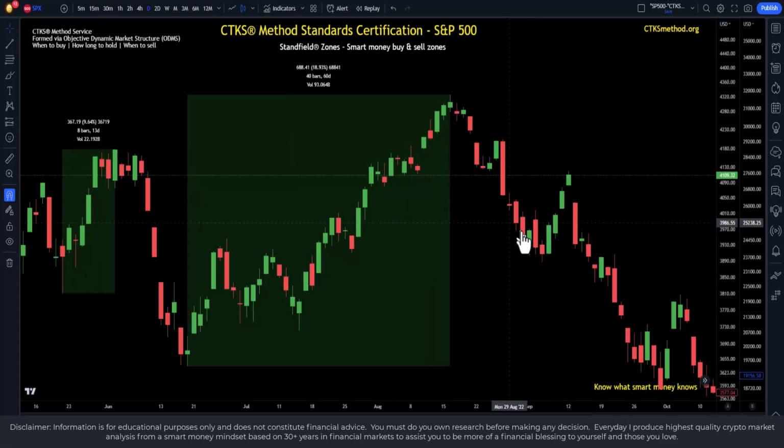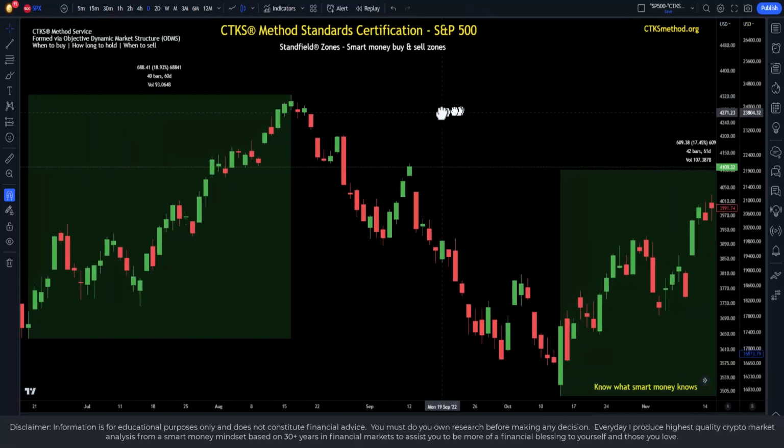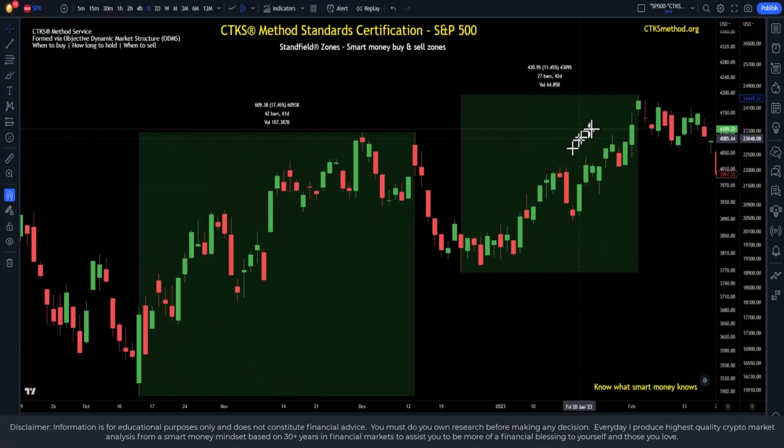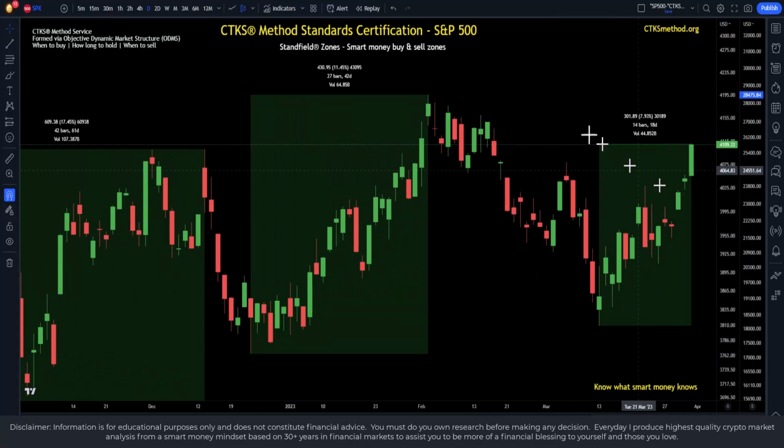Another thing to note, when price comes down to a smart money level, and it comes down quite a lot, that can be the ultimate time to get in. And why do I say that? Because it's just the nature of the markets. The markets come down, they take away, and then they give back. Take away, give back. That's what they're always doing.